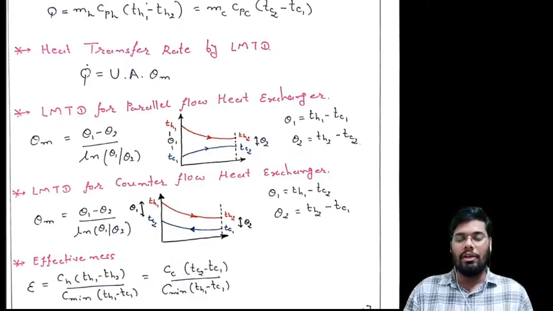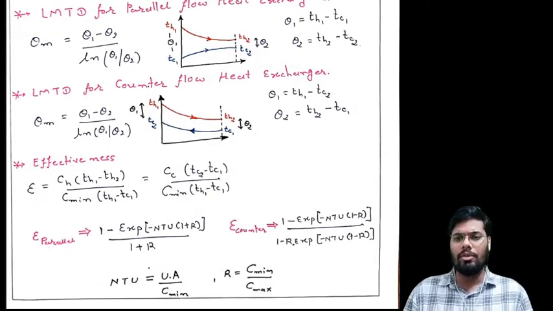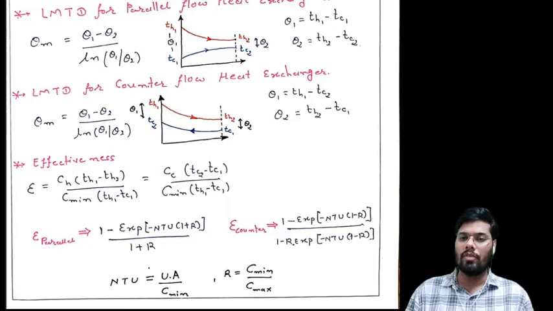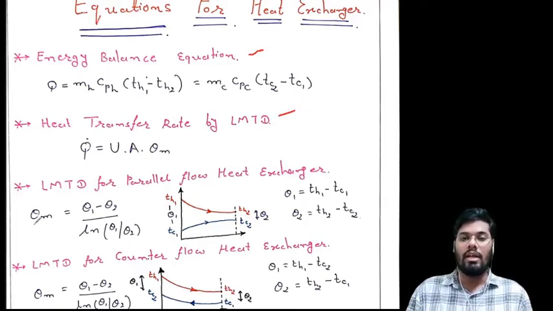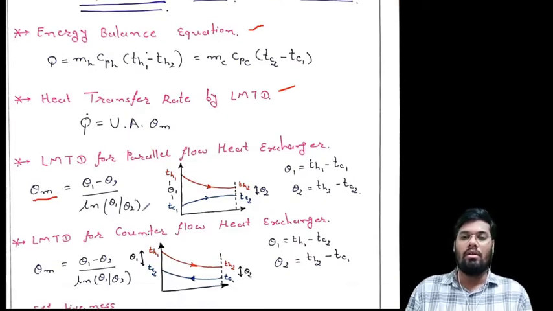So in today's lecture we need some equations to solve the numerical based on NTU method for parallel flow heat exchanger. In our heat exchanger chapter, we have already discussed that for LMTD method, we need only these three equations. First, energy balance equation. Second, this heat transfer rate equation by LMTD method. And this theta m for parallel flow heat exchanger and for counter flow heat exchanger.